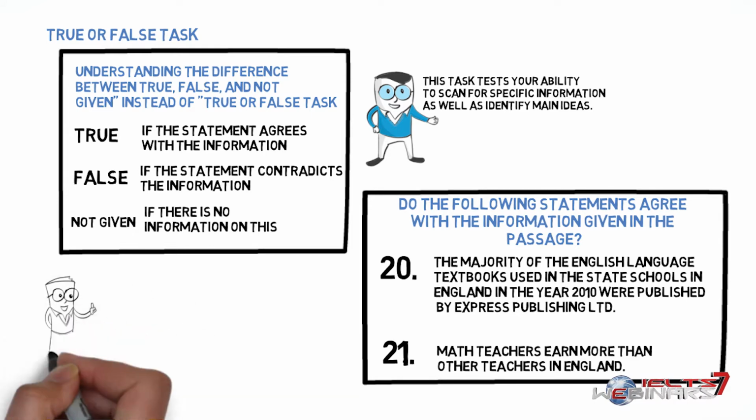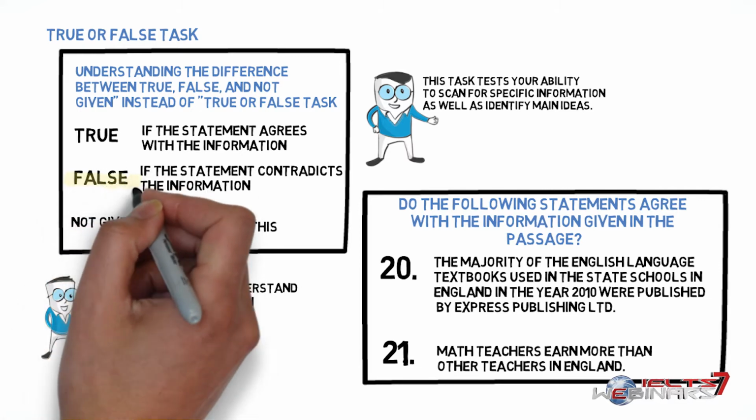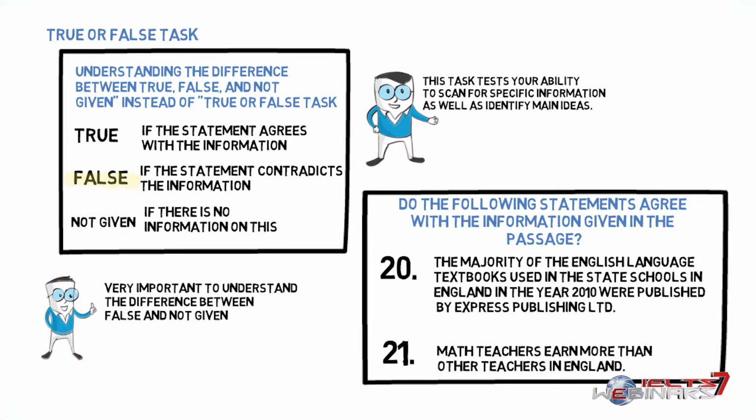It is very important to understand the difference between false and not given. The answer is false when the information expressed in the statement is the opposite of that presented in the text. The answer is not given when the information expressed in the statement is neither confirmed nor contradicted in the text.